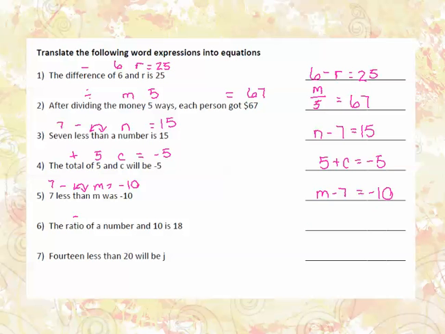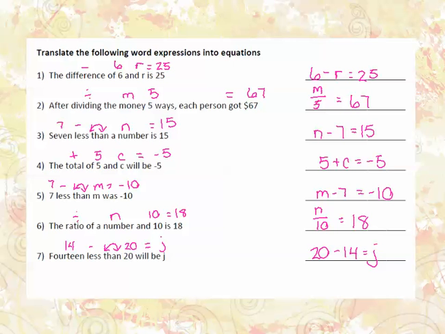The ratio of a number, which we don't know, and 10 is 18. So we have n over 10 equals 18. You could also have a division symbol. 14 less than 20 will be j. Remember, watch that flip word. So 20 minus 14 equals j.